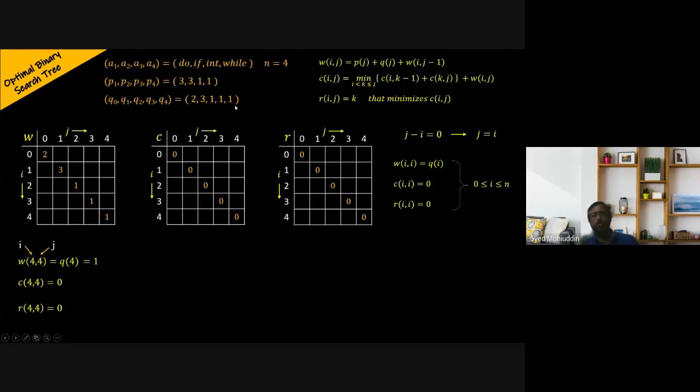Now remember one thing, probability should always be between 0 and 1. But here we are taking probability as 3 also, 2 also. So don't worry, the textbook authors, and here also, we just multiplied by some value to make it a whole number, so that our calculation becomes easy. So the probability is not 3 actually; let's say it is 3 by 7, 3 by 7, then 1 by 7, 1 by 7, and for unsuccessful search 2 by 7, 3 by 7, 1 by 7, 1 by 7, and 1 by 7.